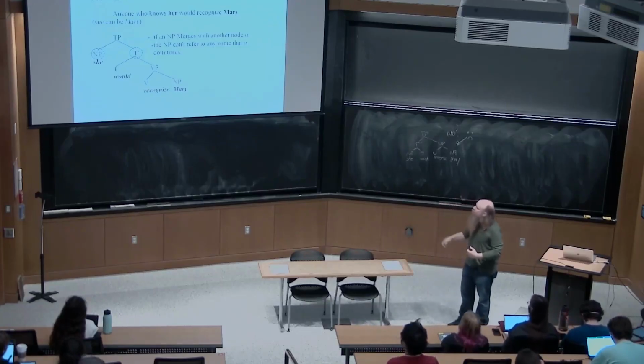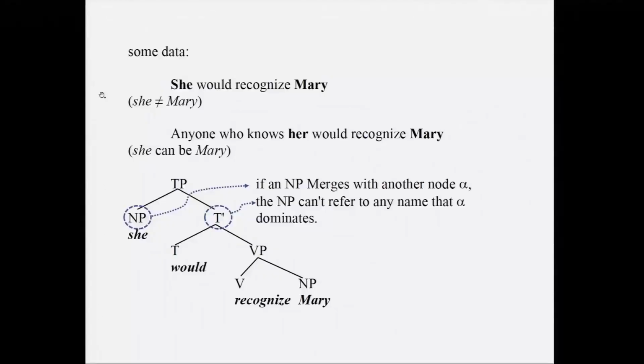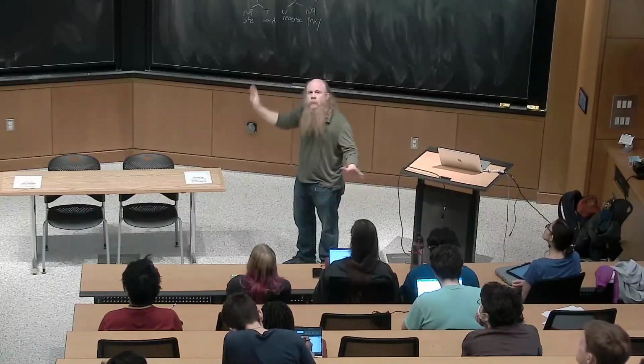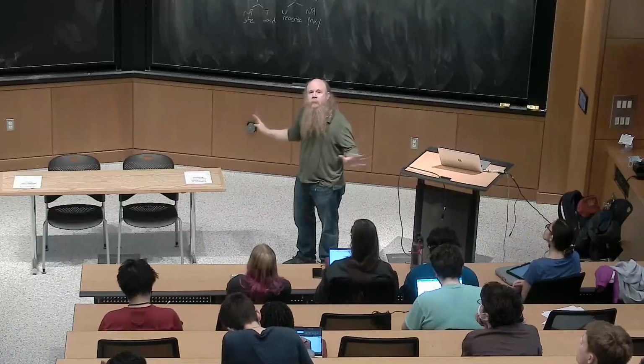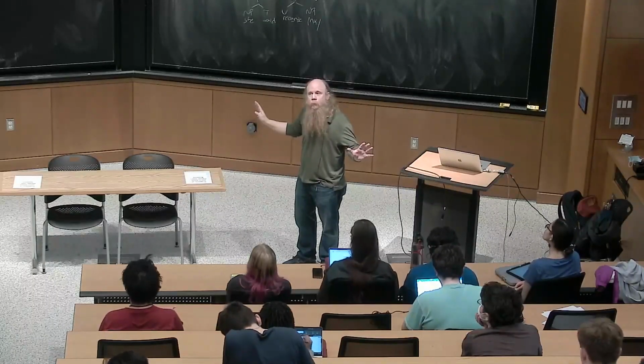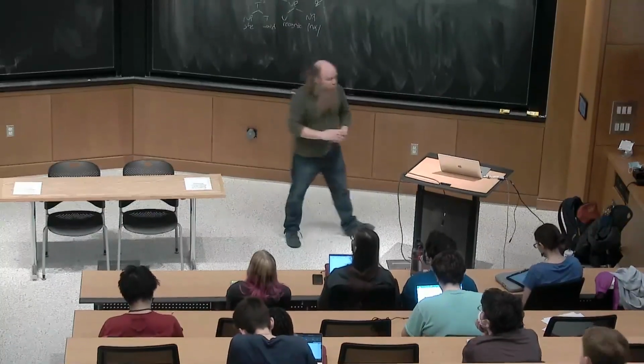The theory would be, it's because you merged she with that T bar there, and that T bar dominates Mary. And therefore, this principle says, she can't refer to anything that's inside that T bar, and Mary is inside that T bar. That's what this principle is meant to do. Let me show you that it distinguishes between the two examples.